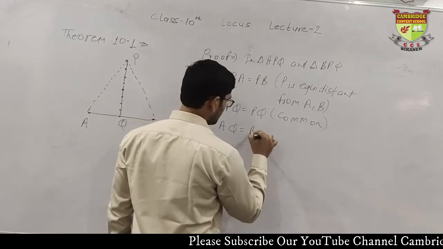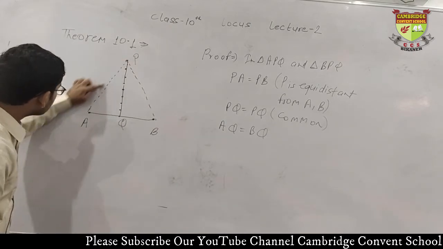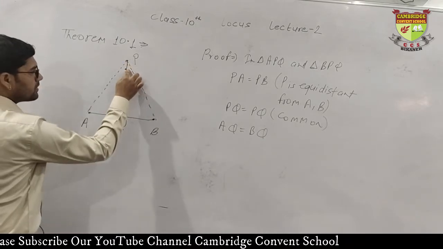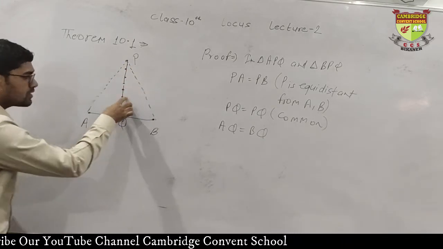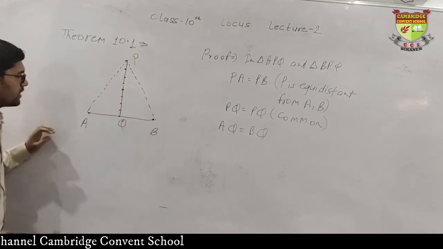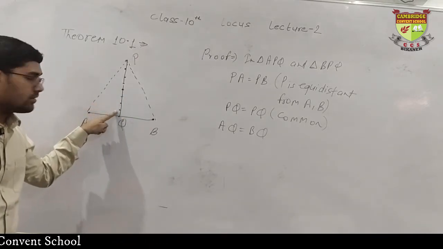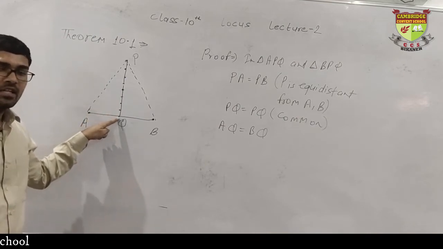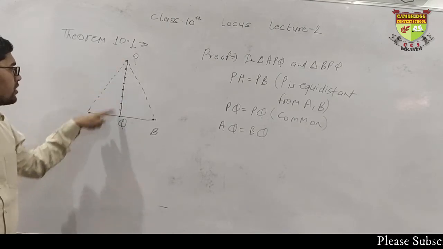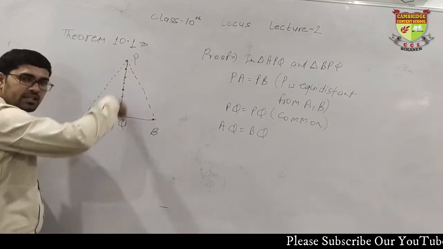AQ is equal to BQ, because just like the way P is at equal distance from A and B, same to same. Lots of points were there below the P, like if I talk about this particular point, this is also at equal distance from A and B. If I go more down, I will reach here. If all the points situated on these lines are equal from A and B, then Q is also on the same line.